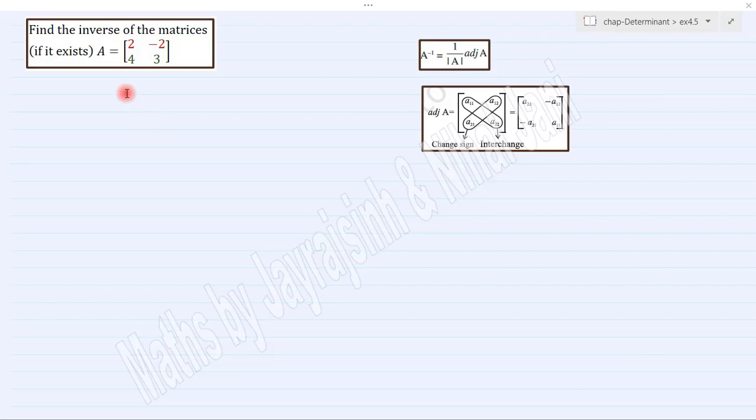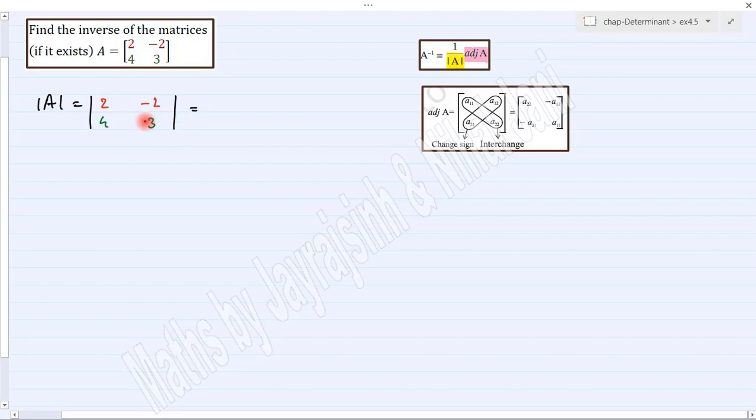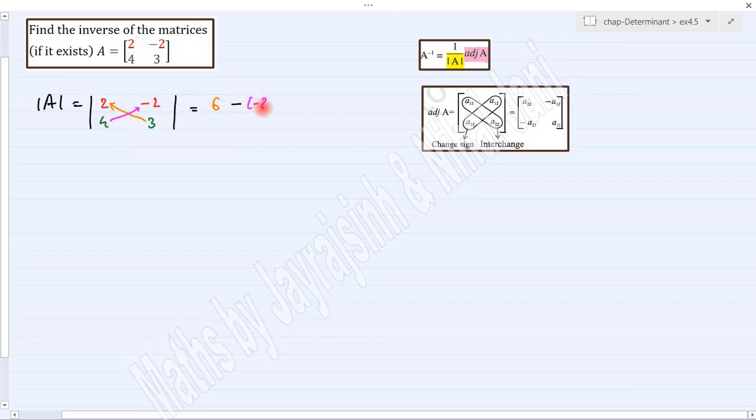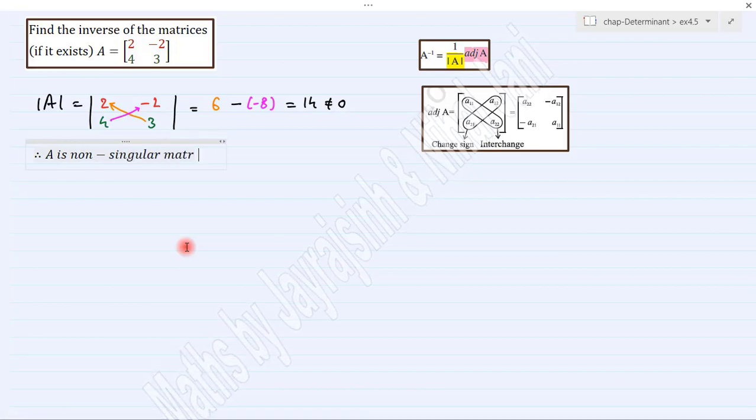In this question, we are going to find inverse of matrix A, and for that we need two things: determinant of A and adjoint of A. So first of all, let's find out determinant of A by simply cross multiplying. 3 2s are 6 minus 4 minus 2s are minus 8. So here we'll get 6 plus 8, or we can say 14, which is not equal to 0. Therefore, we can say A is non-singular matrix and hence it is invertible.